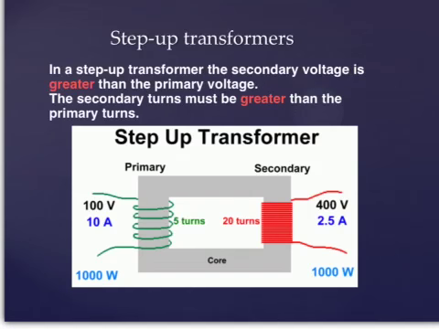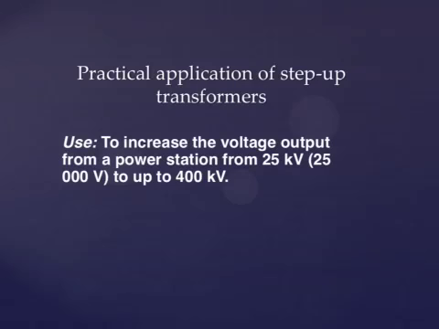There are two types of transformers: step-up transformers and step-down transformers. In a step-up transformer, the secondary voltage is greater than the primary voltage, and the secondary turns must be greater than the primary turns. Practical application of step-up transformers: to increase the voltage output from a power station from 25,000 volts to up to 400,000 volts.